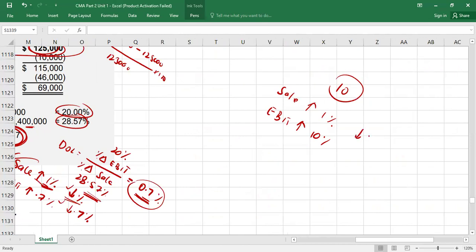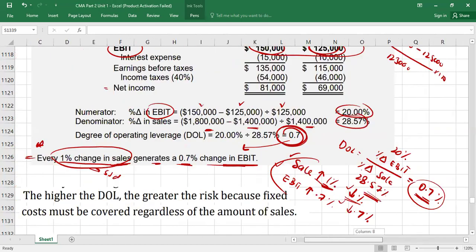If your sale decreases by 1%, your EBIT will decrease by 10%. So that is why it represents a risk. Risk is always downside risk, right? So this is the risky. That is why a higher answer represents higher risk, because a small change in sale can drastically change your EBIT. Understood? So this is the two-period model.